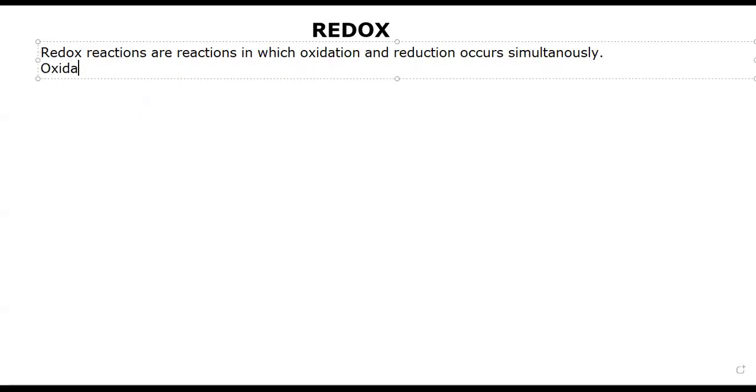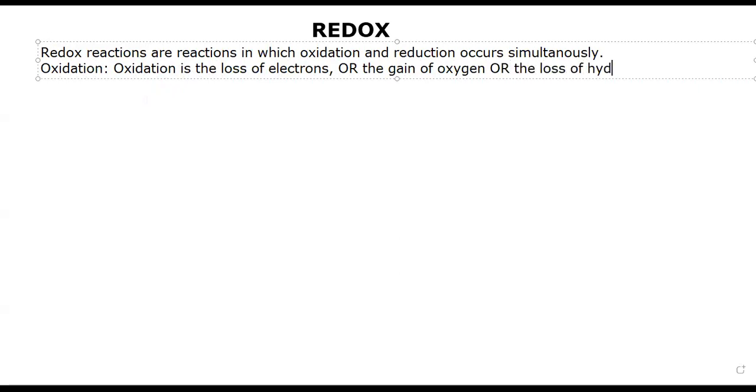What is oxidation? We all know quite well what oxidation is. Oxidation is the loss of electrons, or the gain of oxygen, or the loss of hydrogen. All of these are considered to be oxidation. Ideally speaking, oxidation is loss of electrons. But if you can see that an element is gaining oxygen or losing hydrogen, you can say that element is being oxidized as well. You can safely say that as well.